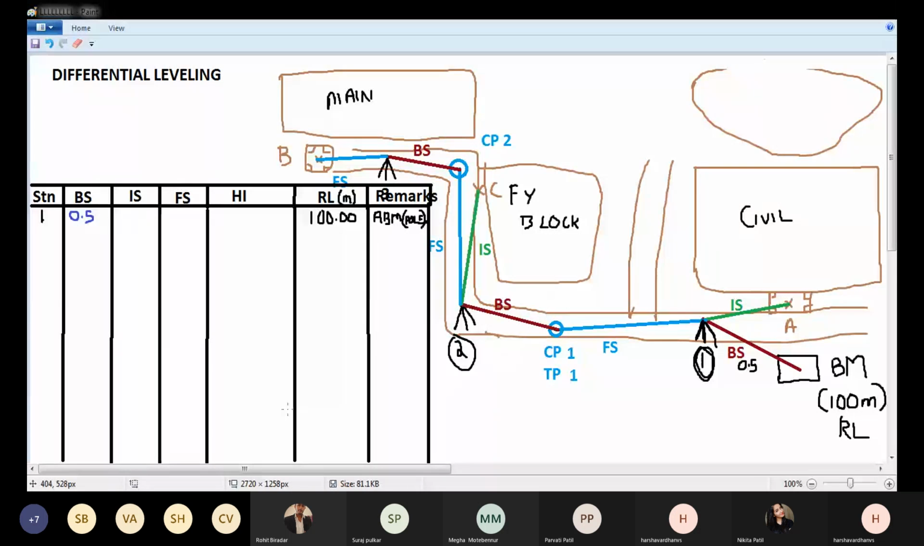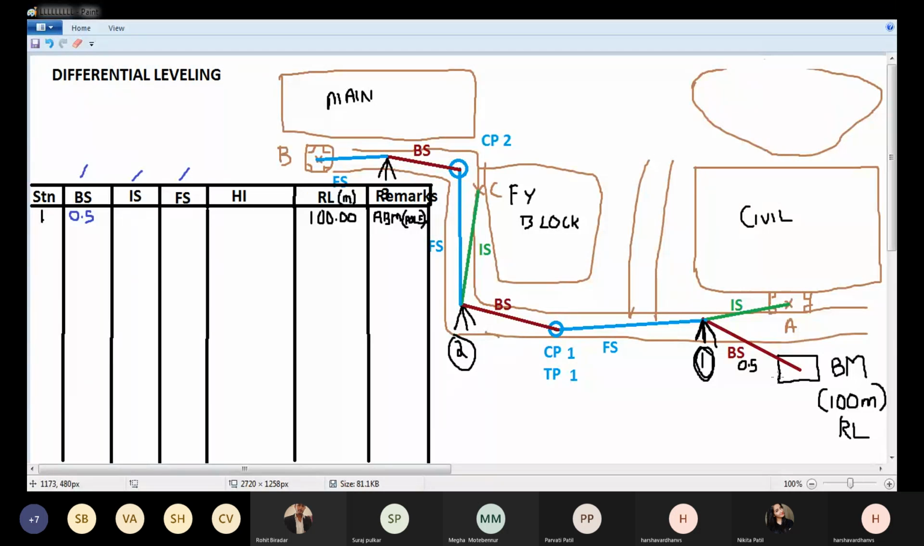Now, there are three types of staff reading: backsight, intermediate sight, and foresight. Backsight is a staff reading taken on a point whose elevation is known. So in this, a leveling survey is always started from a benchmark, and a benchmark is a point whose elevation is known. So if I am taking a staff reading on the benchmark, it will be backsight, because backsight is the staff reading taken on a point of known elevation.